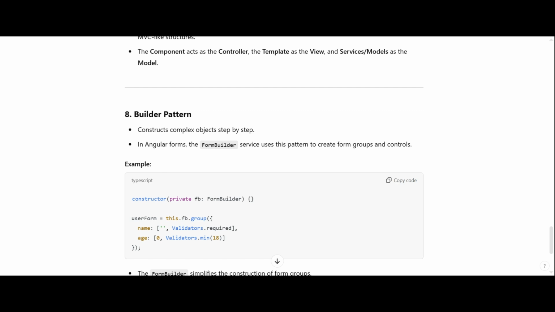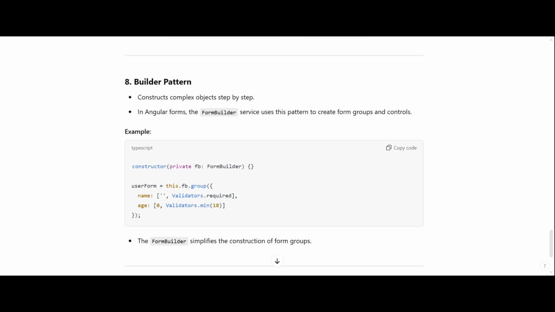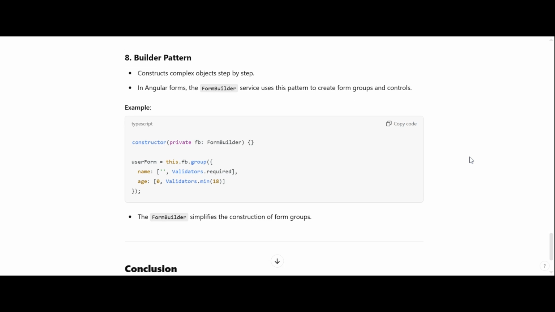So builder pattern. In Angular forms, we had done a practical example for understanding it when we created a form in one of our previous videos. You can understand that in Angular forms, the FormBuilder service uses this pattern to create form groups and controls.